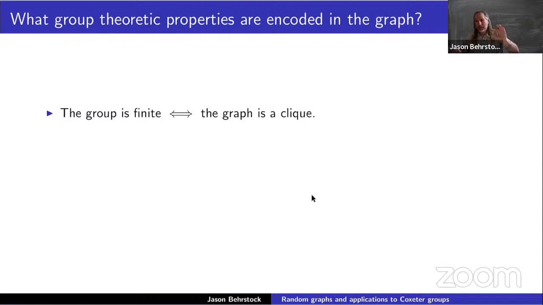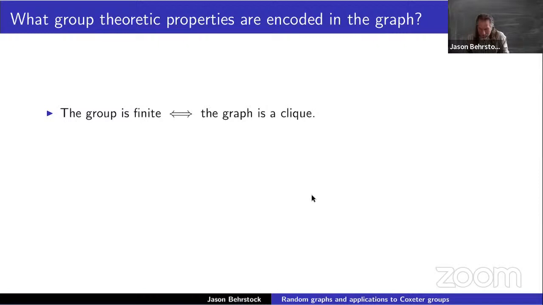So the next thing to ask then is, if I look at the graph, well, the graph completely encodes the group. So you can say that all the group theoretic properties are encoded in the graph. But really what I want to ask is, if I pick a particular kind of graph theoretic property that I'm interested in, what does that tell me about the group? So the simplest example is that if the graph is a clique, then the group that you get is finite. And it turns out that's an if and only if, and that one's pretty simple to check. So if I want to figure out whether the group is finite, I can determine that completely in terms of whether or not the graph is a clique.